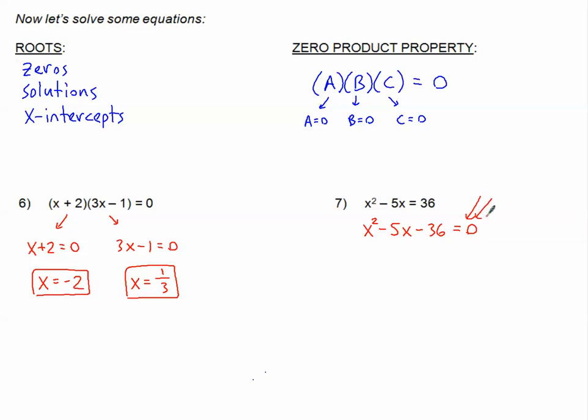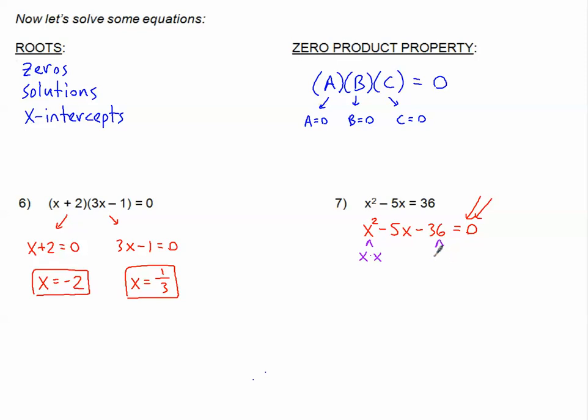That's the most important part to be able to use the zero product property. Now we need a product. That means that we need to factor this trinomial. Well, let's go back into doing our trial and error. I know that x times x can get the x squared. 36, oh boy, let's see what we've got.